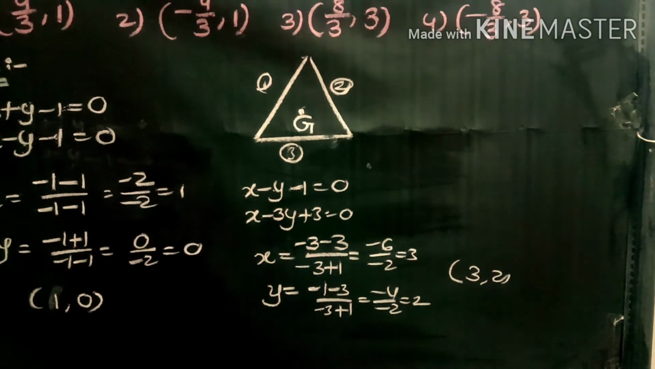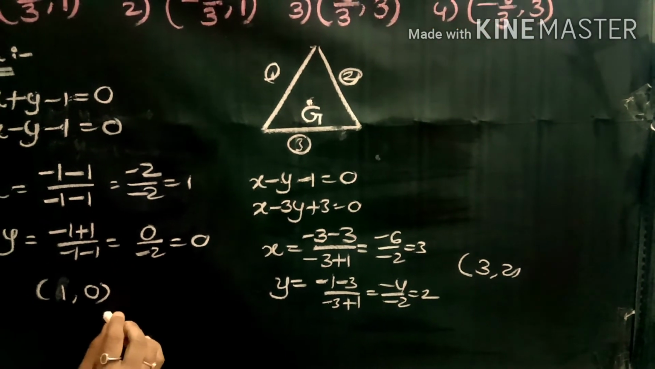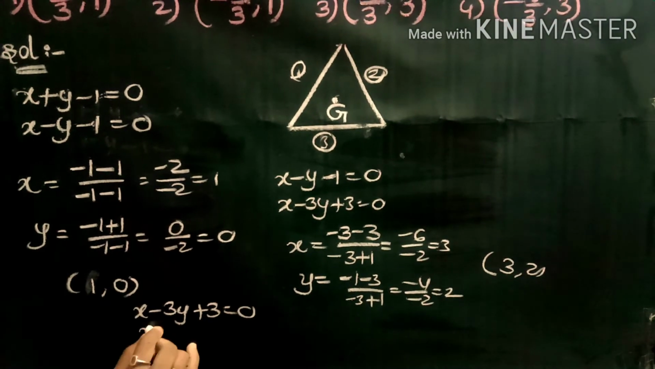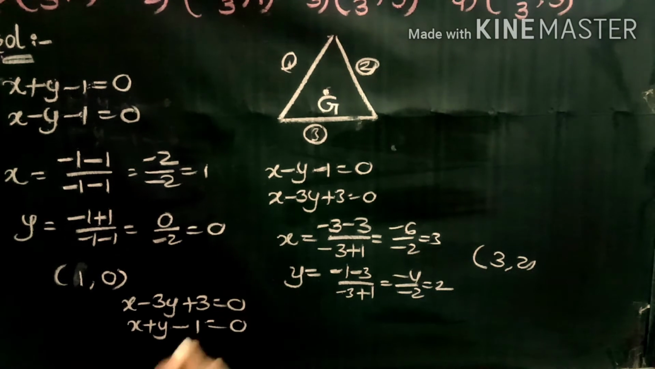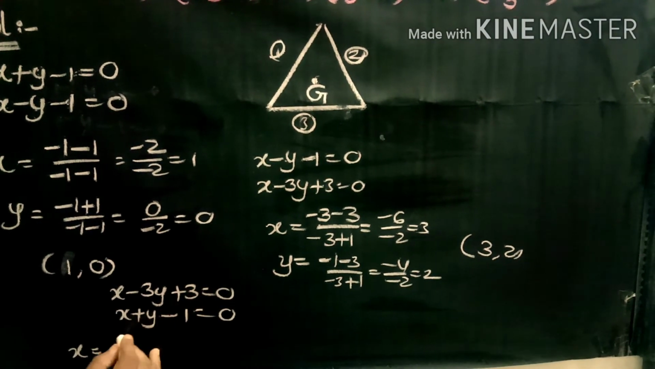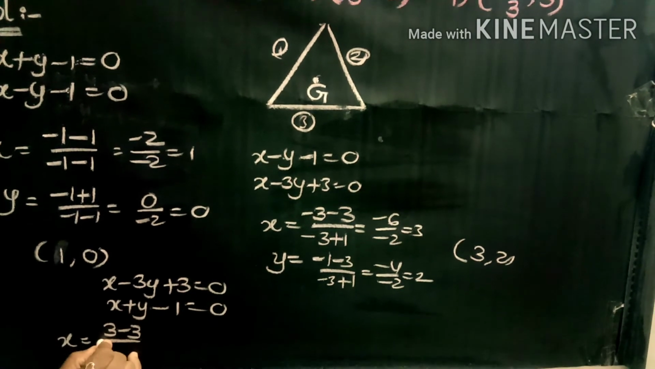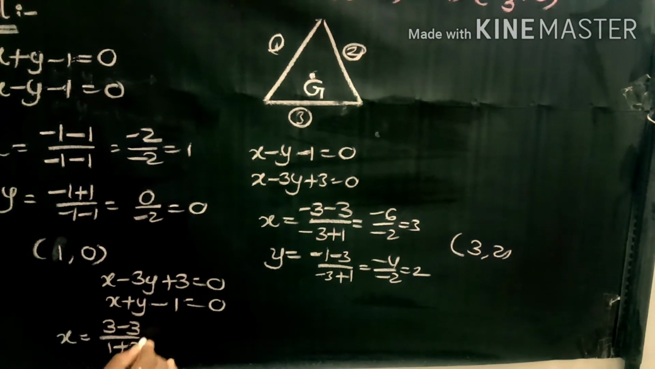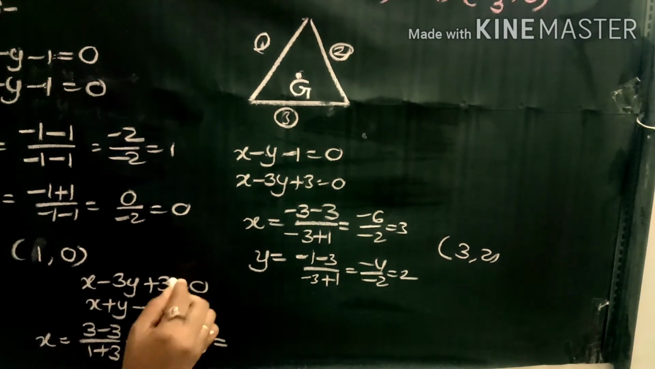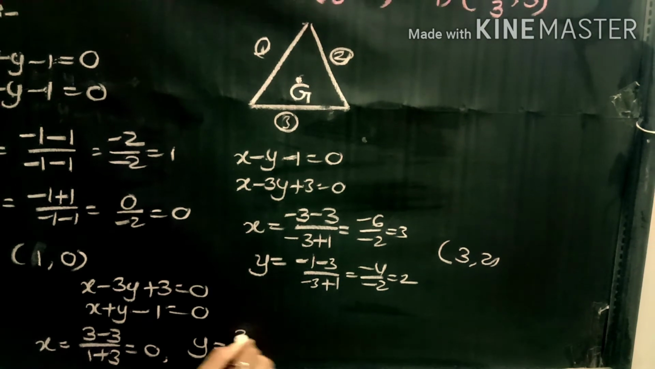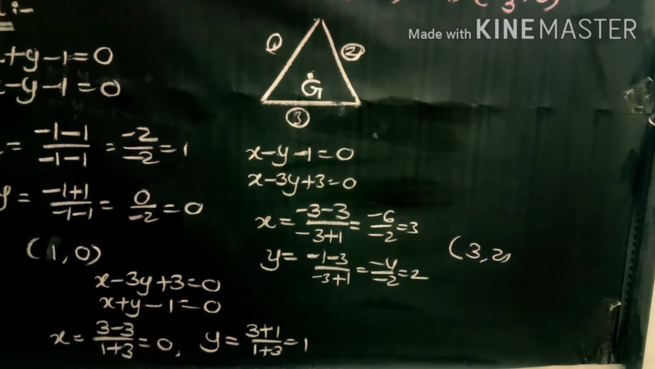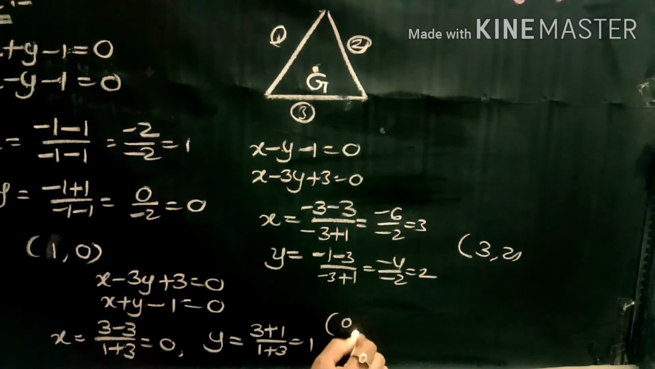Now finding the third point of intersection. Third line and first line: x minus 3y plus 3 is equal to 0 and x plus y plus 1 equals 0. So the x value is equal to (b1 c2 minus b2 c1), 3 minus 3, by (a1 b2 minus a2 b1), 1 plus 3, 0 by 4 is equal to 0, and the y value is equal to (c1 a2 minus c2 a1), that is 3 plus 1, by (a1 b2 minus a2 b1), 1 plus 3, 4 by 4 equal to 1. So the third point is (0, 1).